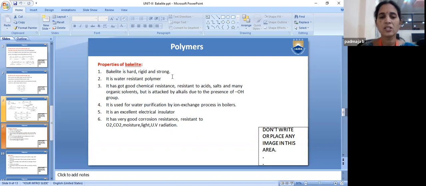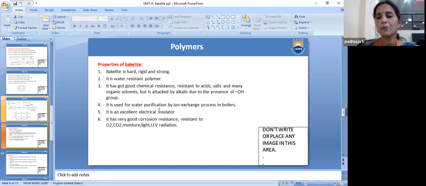Properties of Bakelite: first, it is hard, rigid, and strong. It is a water resistant polymer. It has good chemical resistance, so it is resistant to acids, salts, and many other organic solvents. But it is attacked by alkalis because of the presence of the OH group.